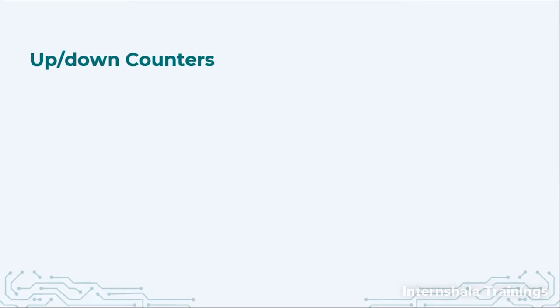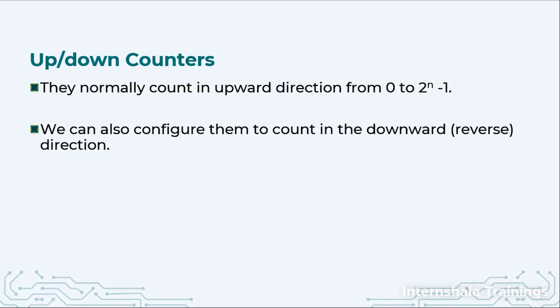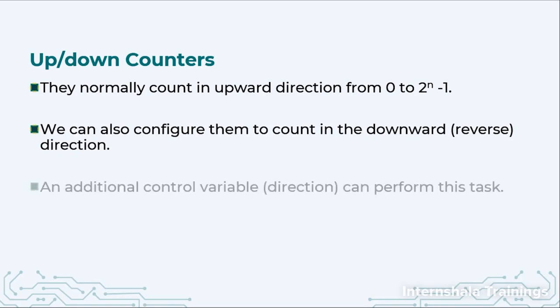So first of all, the brief summary of up-down counters. Normally, all the counting processes are done in the upward direction. That means we just increase the count value. We can configure them to count in the reverse direction as well. We had seen in our previous video that we were able to count from 15 to 0 as well by just changing the triggering edge of the clock.